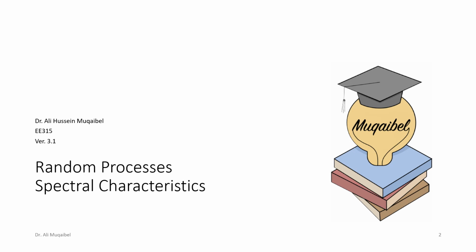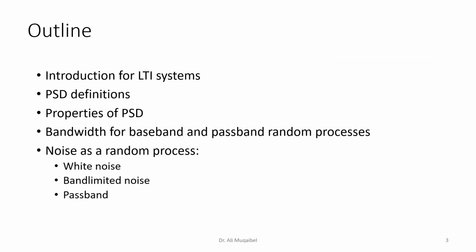Today's lecture is about random processes in spectrum, or in spectral characteristics. So we have seen the random processes in time domain, and now we look at them in the frequency domain. The outline of what we want to cover is the following.